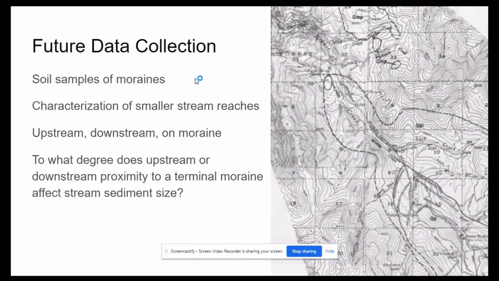In future data collection, we want to take individual soil samples from moraines. We want to find and categorize the size of the source of these cobbles and boulders. Similarly, we want to shrink the size of our stream reaches that we measure. We want to get a more accurate and precise value of grain size in specific areas of the stream. We also want to look at just one moraine and see how grain size is different above and below it, all to answer this question of how does the upstream or downstream proximity of a moraine affect the stream sediment size.